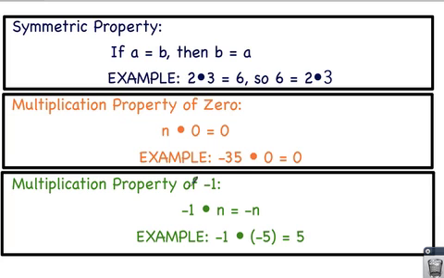Now the multiplication property of negative 1 would be when I take any number and multiply it by negative 1 in order to get its opposite. So negative 1 times n equals negative n. Another example would be negative 1 times negative 5, which would give me the opposite of negative 5, or 5.